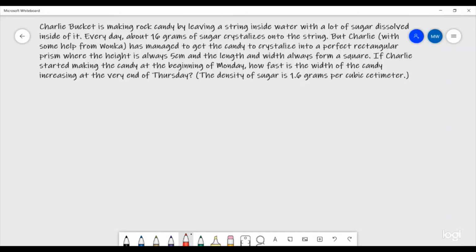So if Charlie started making this candy at the beginning of Monday, how fast is the width of the candy increasing at the very end of Thursday? And if you need it, the density of sugar is 1.6 grams per cubic centimeter. Let's go through and try and figure this out.